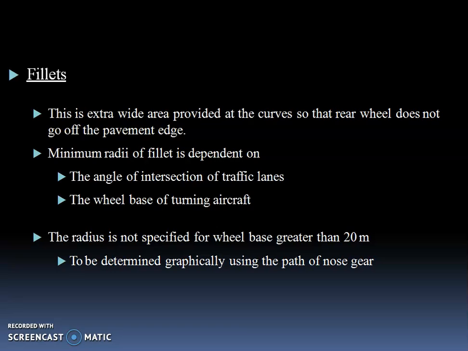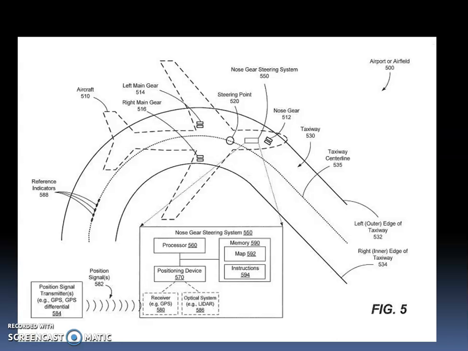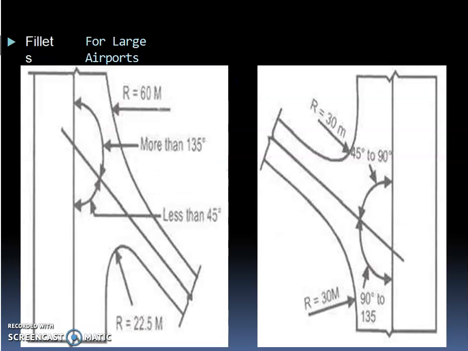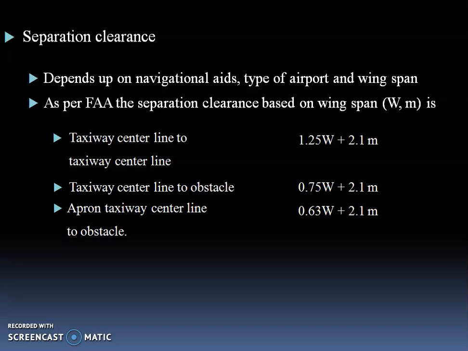Coming to fillet. Fillet is an extra width area which we will be providing on the curves so that the rear wheels, when following the other wheel, should not get out of the pavement edge. That's why we are giving the extra width. That extra width area we'll call a fillet. So this is how the fillet will be. The front wheel is moving here in the curvature, but the other wheel should not get out of the paved area. So this is the fillet distance given by ICAO and FAA.